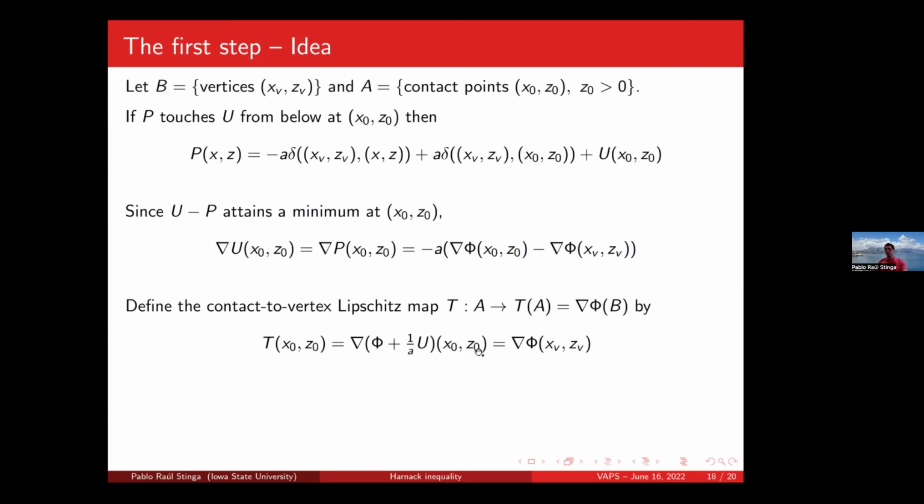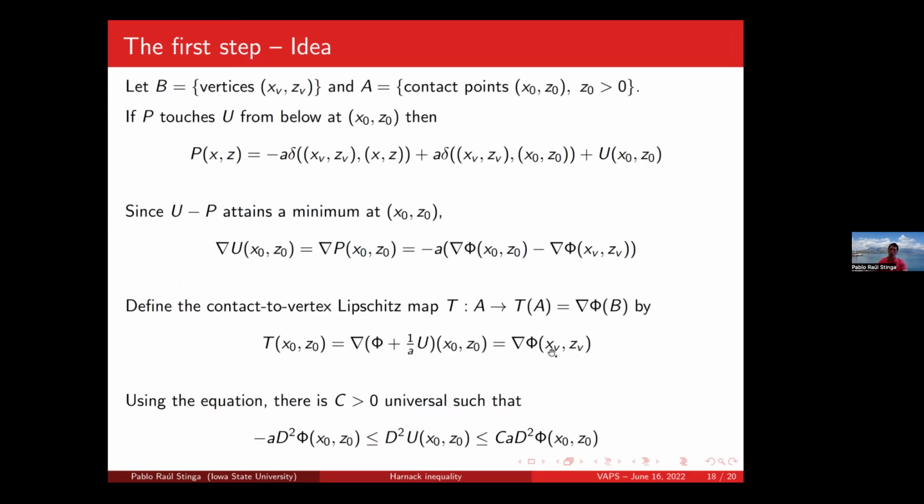So given the contact point, you get the vertex. This map T takes contact points into vertices. Well, you get the gradient of phi, but you get the vertex. Okay, and since you're touching u from below, the Hessian of u is controlled from below by minus the Hessian of phi. And then you can use the equation to prove that the Hessian of u is controlled from above by the Hessian of phi times A. This is using the equation, this part here.